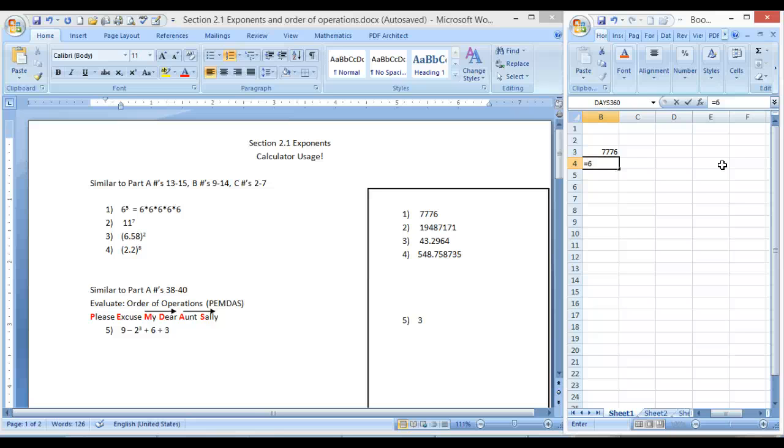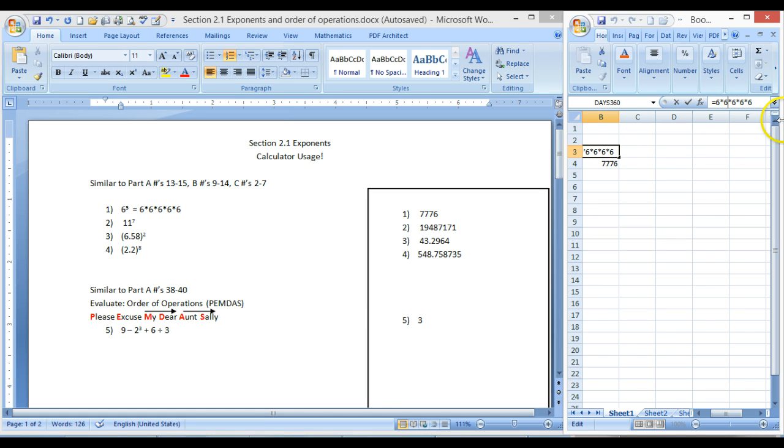So I'm going to type in 6 and then press Shift 6 for the caret button, then 5 for the 5th power, then press enter, and it calculates it for us just like a calculator. So you don't even have to have a calculator if you don't want to. And the nice thing about Excel, similar to the graphing calculator, is that up here in our formula bar, we can see exactly what we've typed in, so we can verify that yes, indeed, I typed it in correctly and this is my answer.